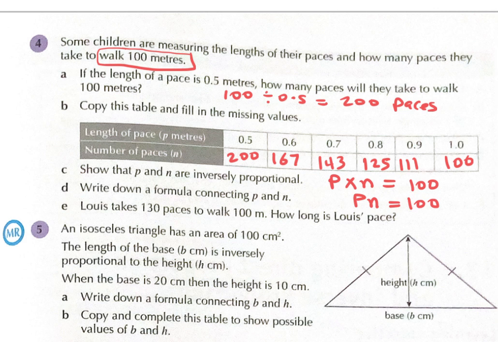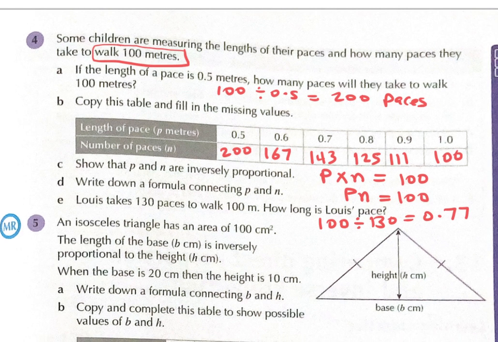Yes, read part E. Lowest takes 130 paces to walk 100 meters. How long is Lowest's pace? Okay, so what do we need to do? 100 divided by 130 equals 0.76. Okay, so 0.77.